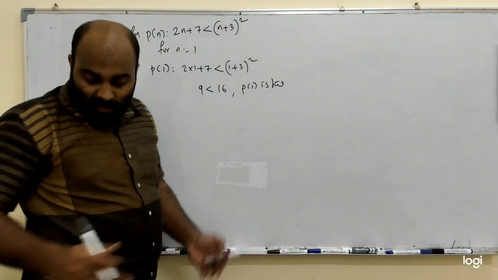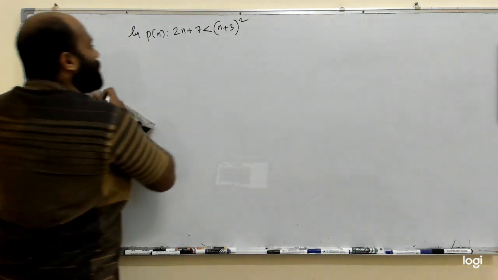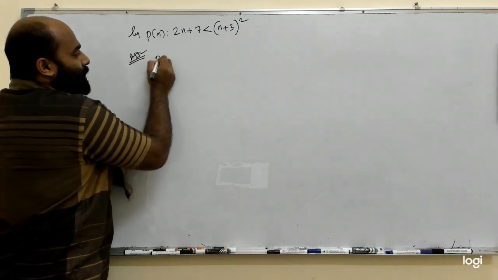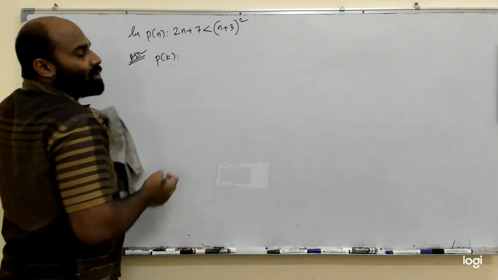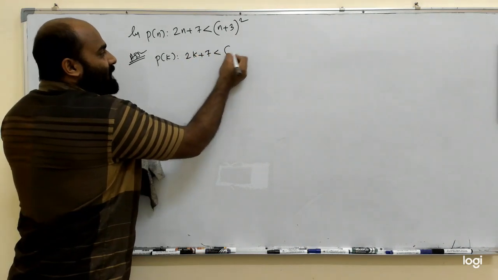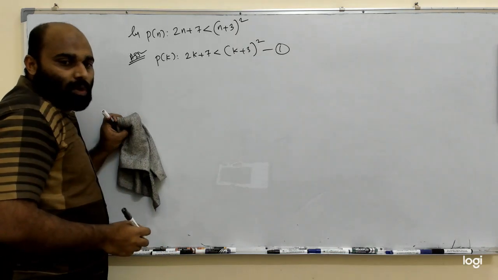What is the next step? Assume that P of k is true for some positive integer k. That is, P of k: 2k plus 7 less than (k plus 3) whole square. Equation number 1.